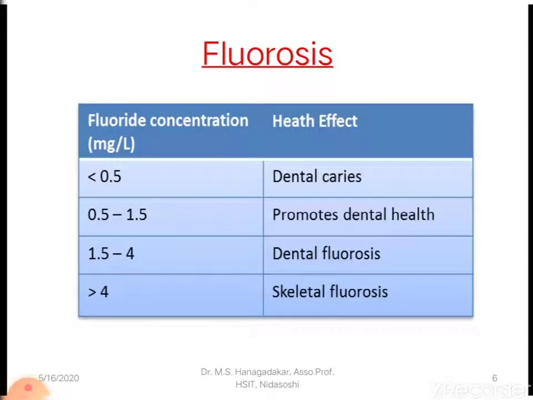Now, in this slide, what I explain is that if it is less than 0.5 milligram per liter, it causes dental caries, that is, teeth decay. It means the loss of teeth. 0.5 to 1.5 promotes dental health. It is good for human beings. But less than 0.5 milligram per liter causes dental caries, that is, teeth decay. Therefore, the range of fluoride content that must be present is 0.5 to 1.5, which promotes dental health.